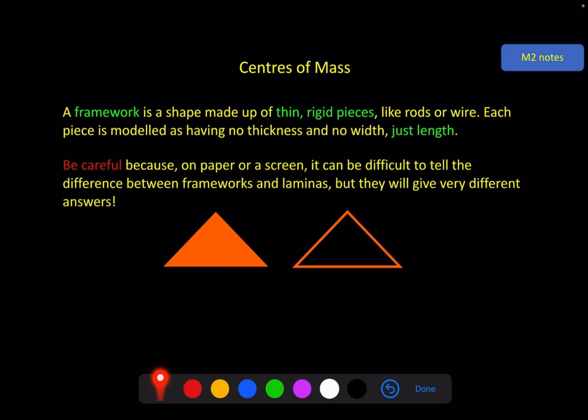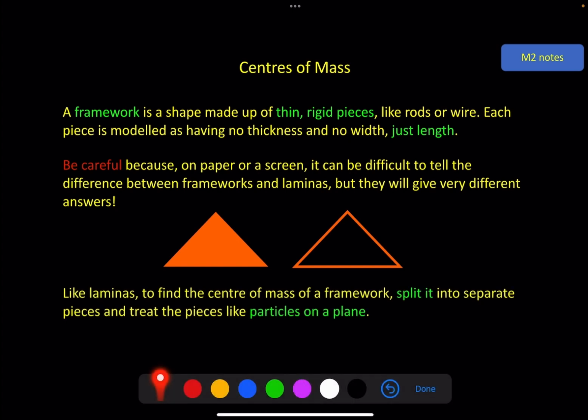And what we do to find the center of mass of something like this is to split it at the corners into 3 straight rods and use each of those as if they were a particle on a plane. So like laminas, to find the center of mass of a framework, we're going to split it into separate pieces and treat the pieces like particles on a plane. So in that sense, it's similar to laminas.